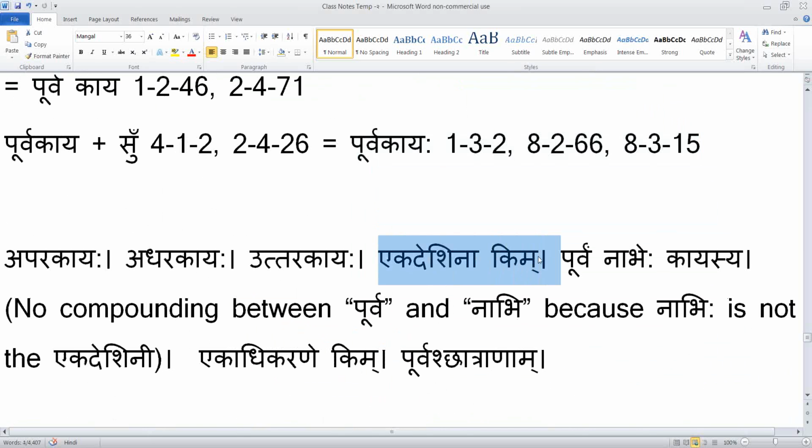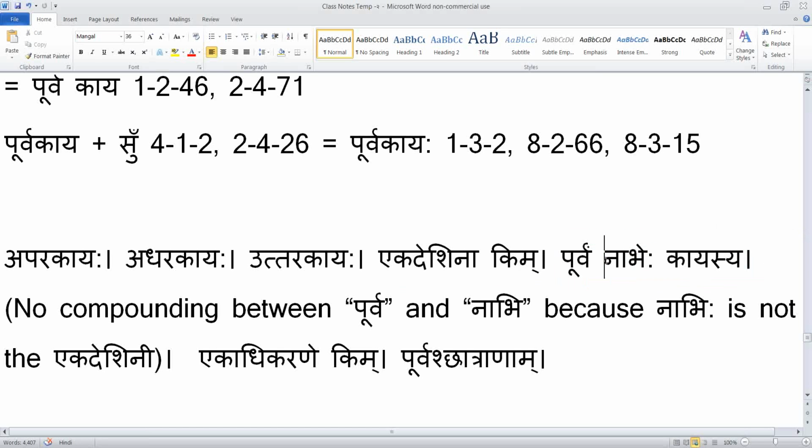Now this compounding can only be done with that item which has the parts to it, not with something else. Just like this one: puram nabhehe kayasya. So it is the part of the body which is earlier to the navel, before the navel. Part of the body before the navel.